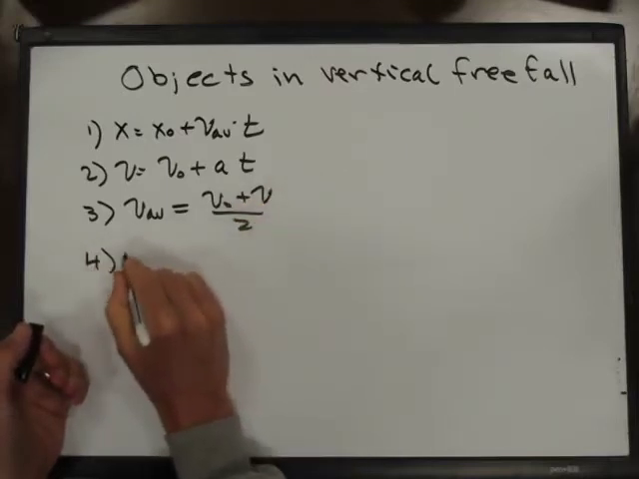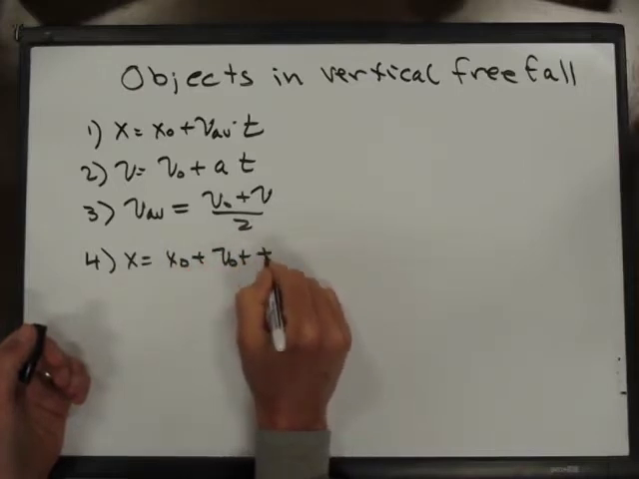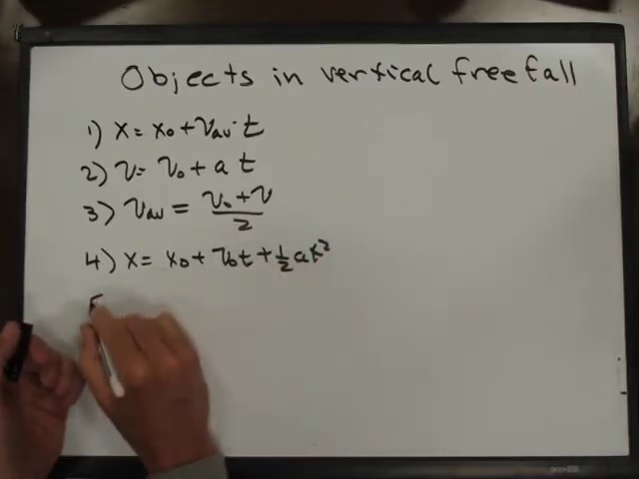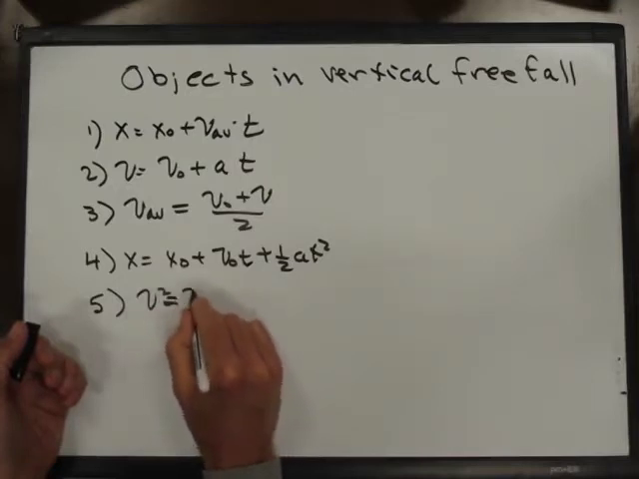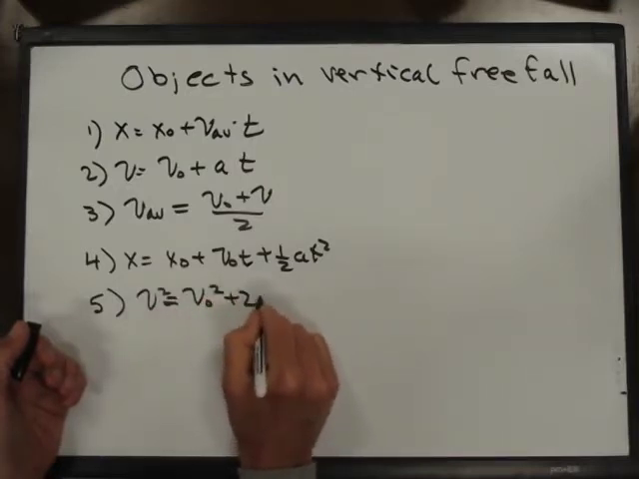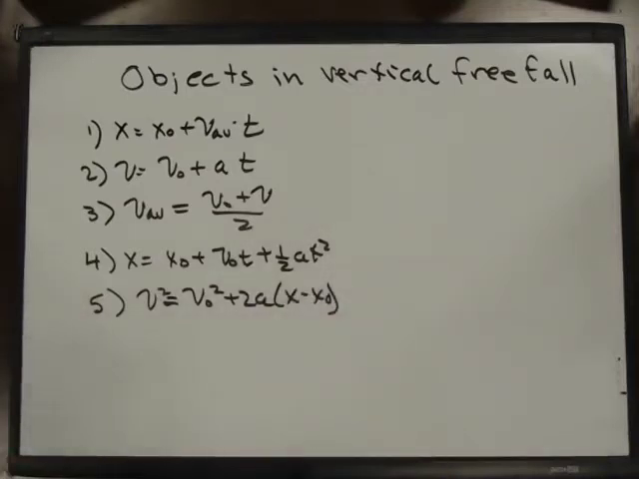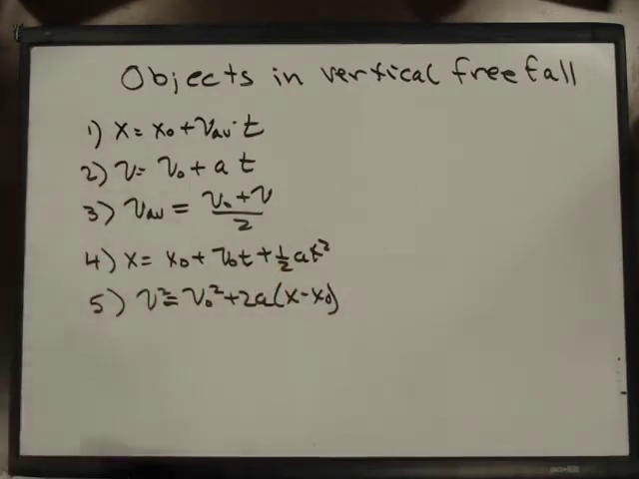And then 4 and 5 were combinations of those equations, which allow us to solve more complex problems without having to apply multiple equations in a row. Sometimes you can just grab one equation and answer the question where just one of these alone wouldn't work.